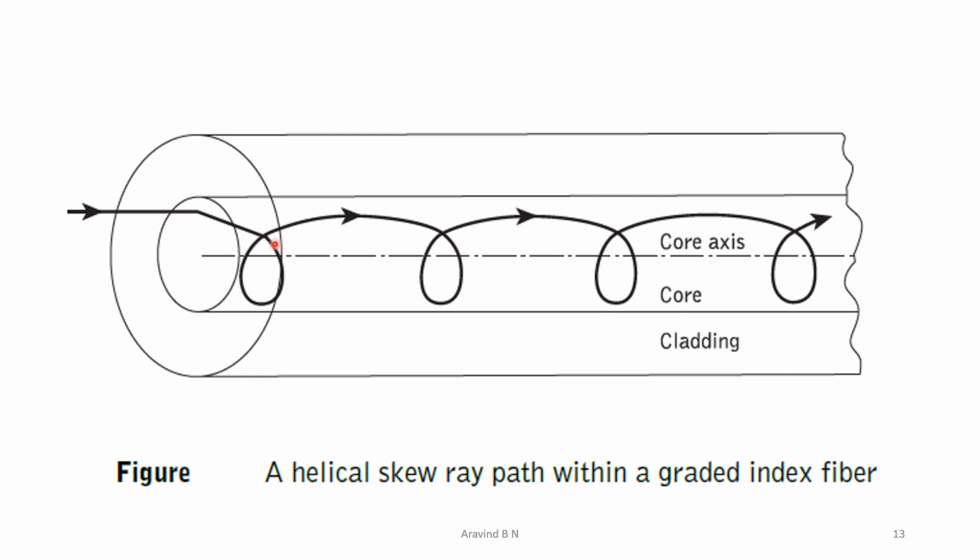So this is a case where the skew rays are traveling within the graded index fiber. For the sake of remembrance, skew rays will never cross the center axis of the core. By moving in this fashion only, they will travel further. In this case, we can observe that this skew ray has never reached the core cladding interface. Rather, it has got total internal reflection within the optical core itself.